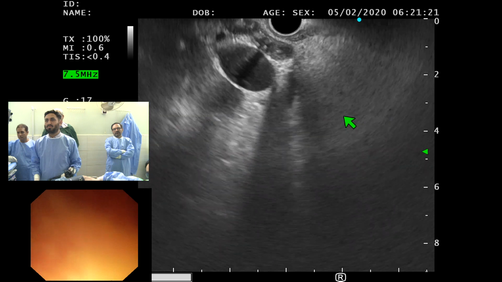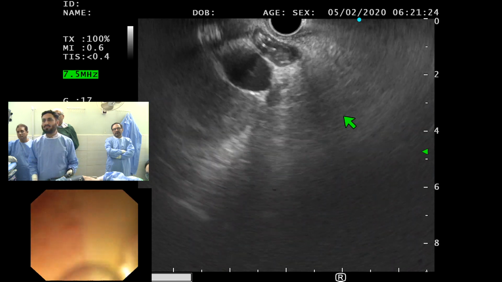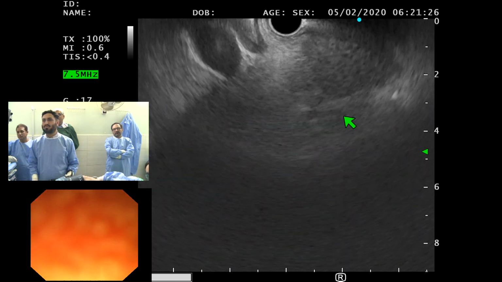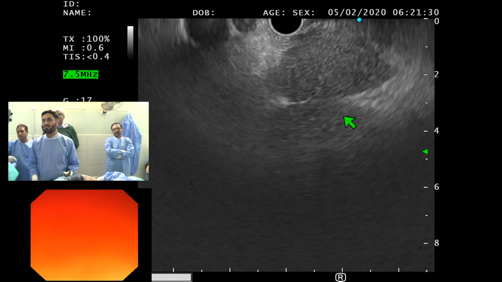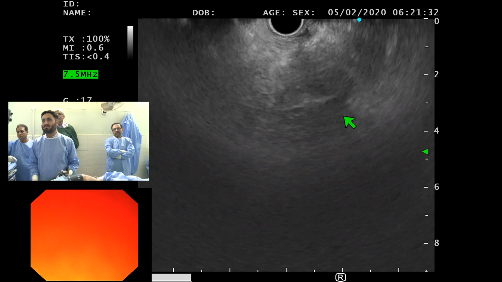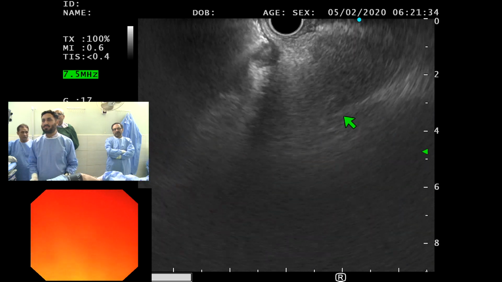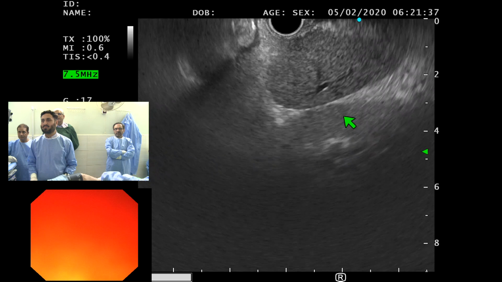And just keep going anti-clock. Pull your scope just a centimeter back. Just advance your scope again a little bit.